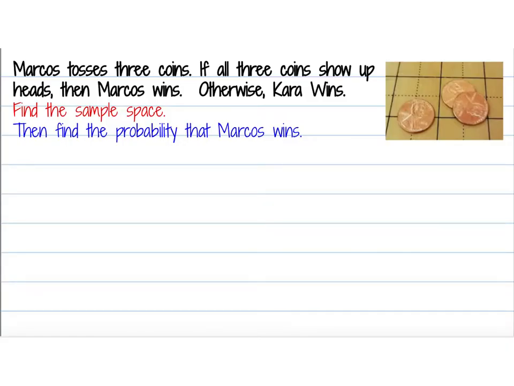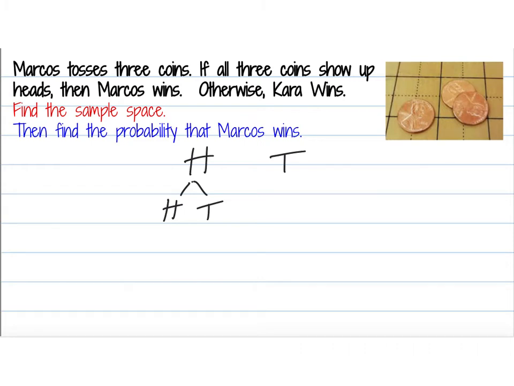All right, Marcos tosses 3 coins. If all 3 coins show up heads, then Marcos wins. Otherwise, Kara wins. First, we need to find the sample space. Then we're trying to find the probability that Marcos wins. So he's tossing a coin 3 times. The first time that he tosses the coin, he could get heads or tails. Now he's on to the second flip. He got heads the first flip. He flips the coin again. What could he get? Well, he could get heads or he could get tails.